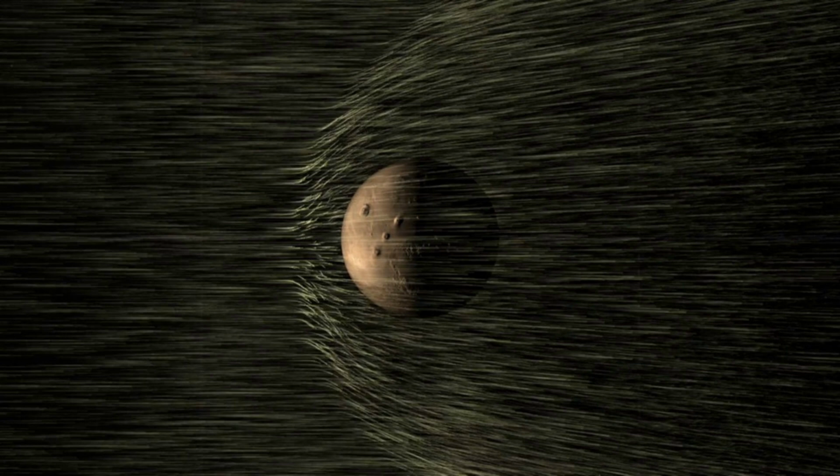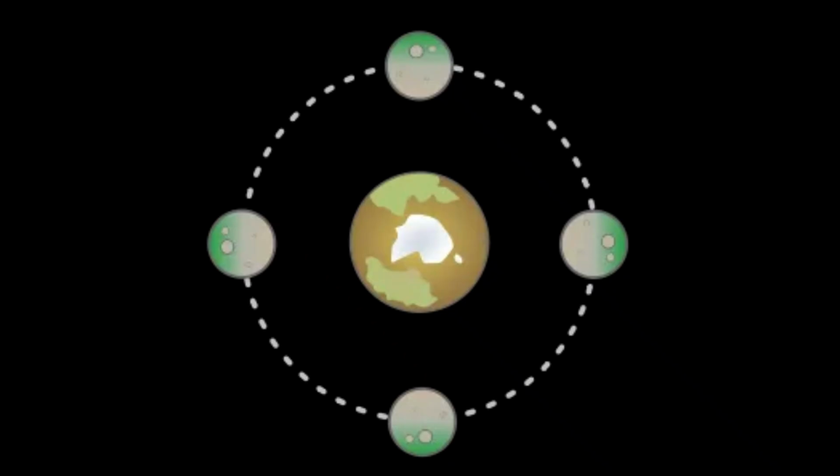Temperatures vary between over 300 degrees Celsius on the day side and minus 200 degrees Celsius on the night side. Oh, I forgot to mention, all planets are tidally locked to the star, which means they always show the star the same side, just like the moon does to Earth.